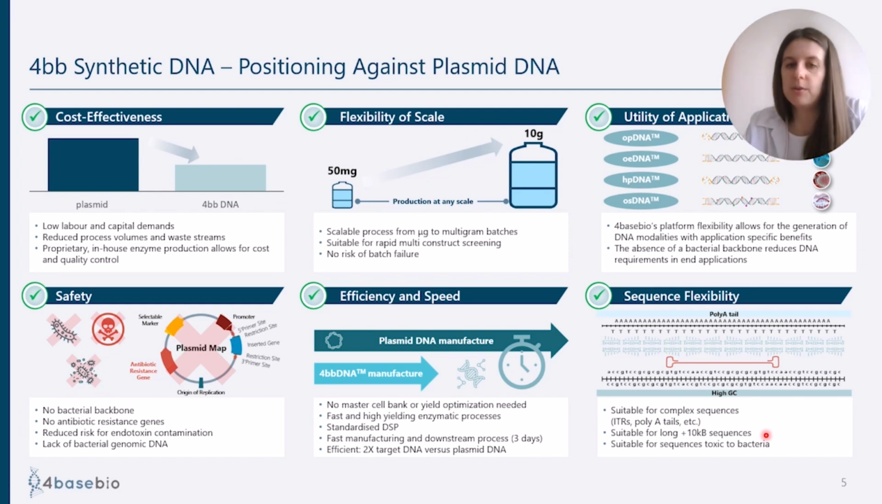So for example, those high GC contents, IDRs, for poly A tails, we can also encode up to 120 base pairs into the DNA template, which is an advantage, and we don't have to worry about the homologous recombination that occurs in E. coli. We are actually suitable up to 20 kb sequences now, and on the lower end, we can synthesize as small as 100, 200 base pairs, and also it's suitable for sequences that might be toxic to bacteria.